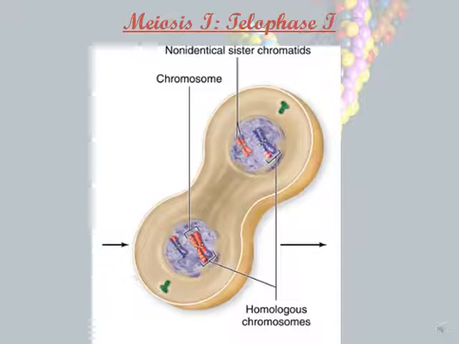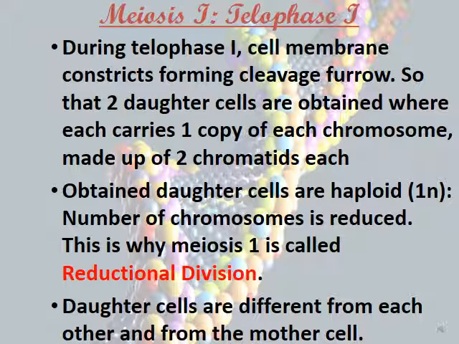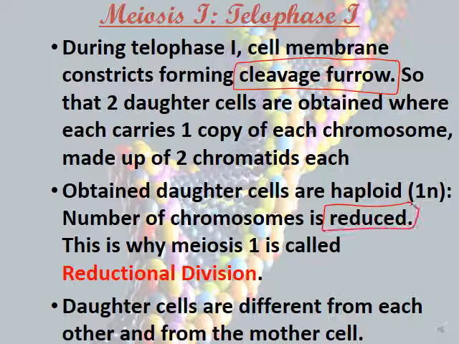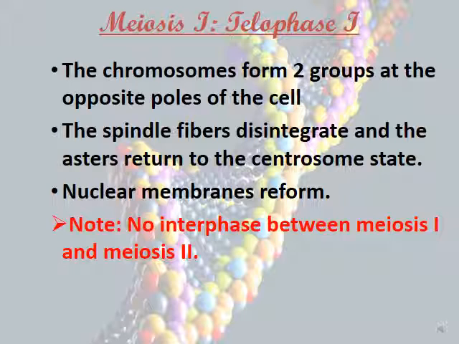Finally, in telophase, the cell membrane will constrict, forming what's known as the cleavage furrow. This is the key word during telophase. Two daughter cells are obtained. Each carries one copy of each chromosome, made up of two chromatids. The obtained daughter cells are haploid, 1n, and the number of chromosomes is reduced. That's why meiosis I is called reductional division. The daughter cells are different from each other and different from the mother cell.